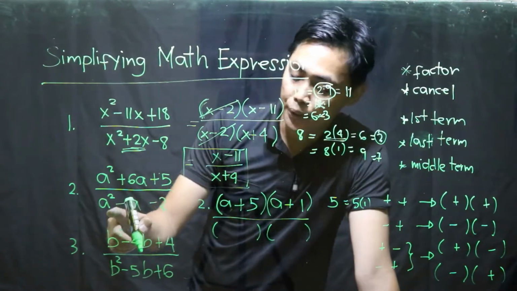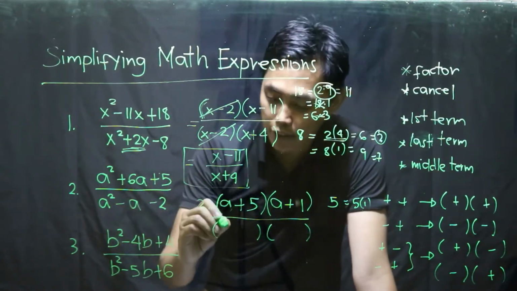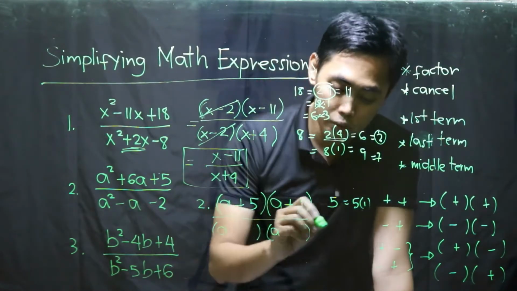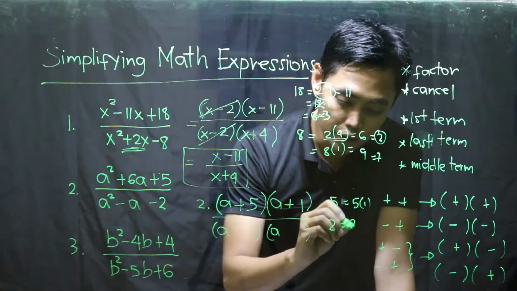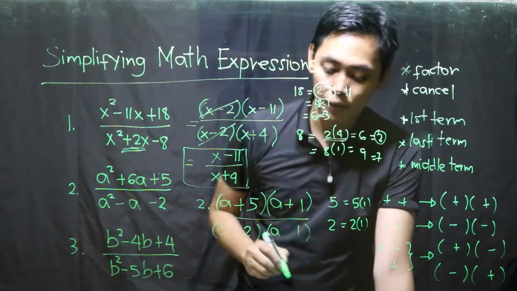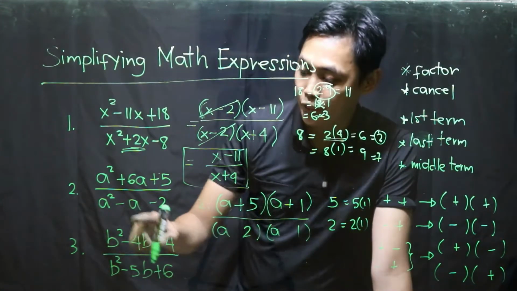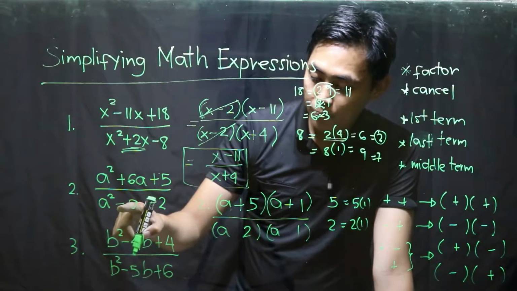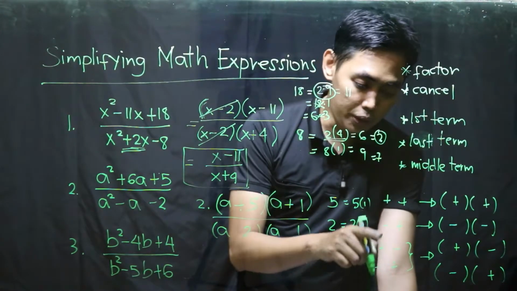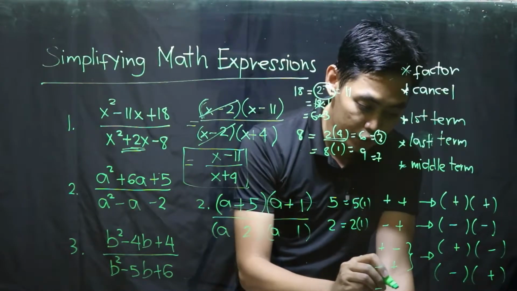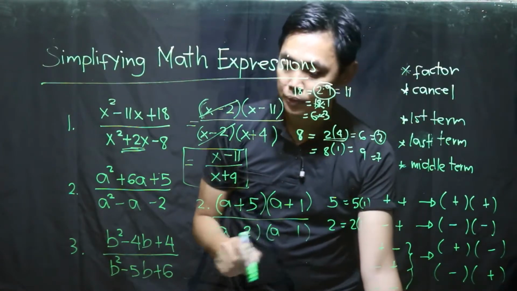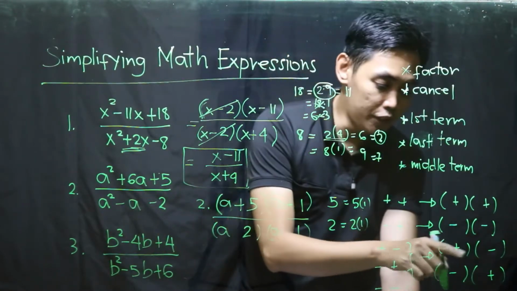How about the lower term? We have a squared, so this is a and a as well. We have negative 2, so the factor is 2 times 1. We will have 2 here and 1 there. Let's go to the signs. This is minus minus. So if you have minus minus, it's either of the two as well.